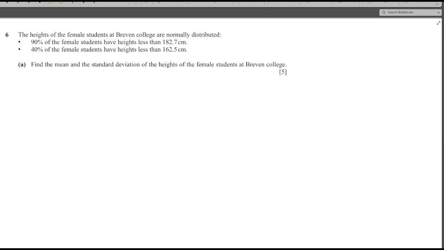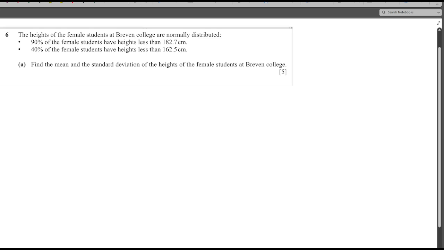Problem number 6. The height of female students at Preven College are normally distributed. 90% of the female students have height less than 182.7 centimeter and 40% of the female students have height less than 162.5 centimeter. Find the mean and the standard deviation of the height of the female students at Preven College.